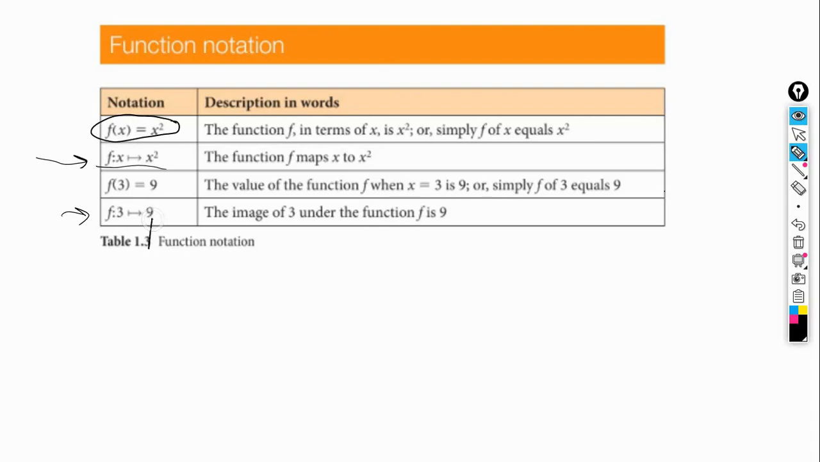Now, this is known as the image of 3. And 3 can also be referred to as the pre-image of 9. So 9 is the image of 3, and 3 is the pre-image of 9.